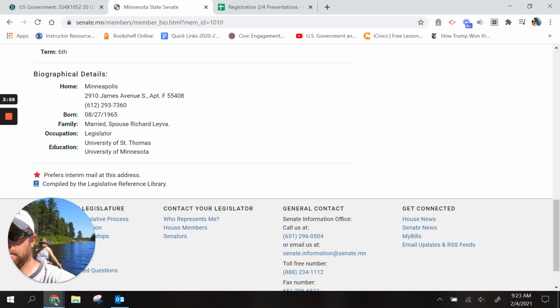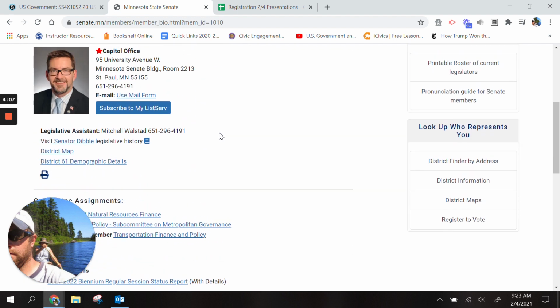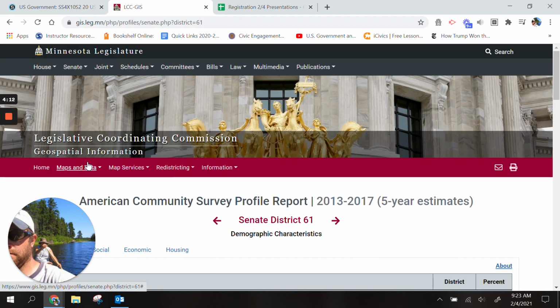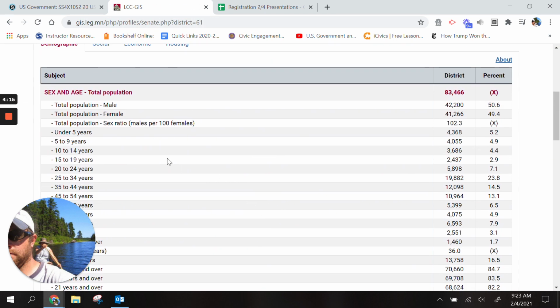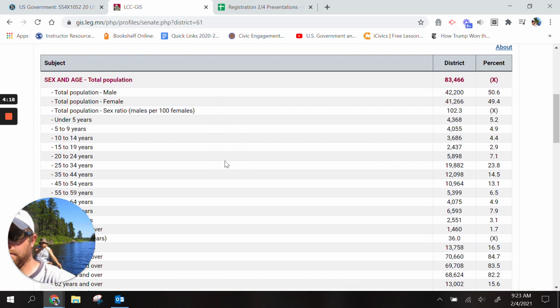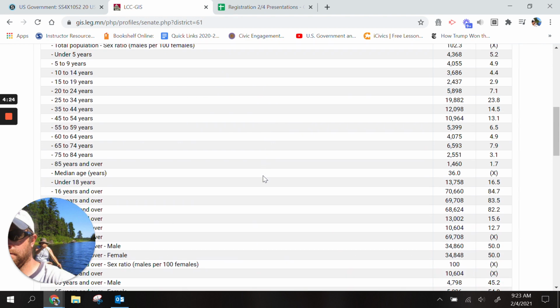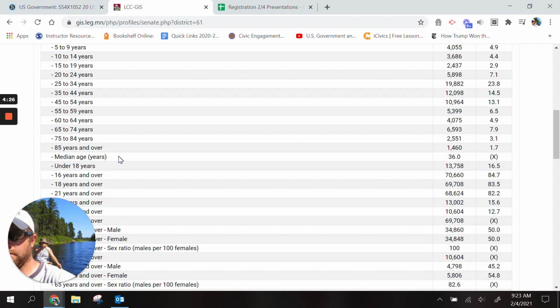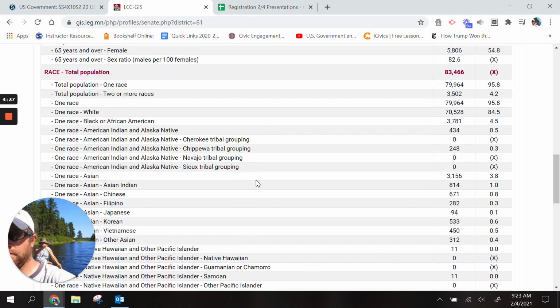And next is, what is the median age of your senator's district? So now they're asking about District 61. And I can find all sorts of information by clicking on the District 61 demographic details. So I'm going to do that. And here I have sex and age. And if I just scroll down, I get information about Senate District 61, considering the breakdown between male and female, and then age. And somewhere in age, they have median age. So I could see that the median age in Senate District 61 is 36 years old. That's kind of young, actually. So he has a younger district, right? But there's all sorts of information if I'm interested here.